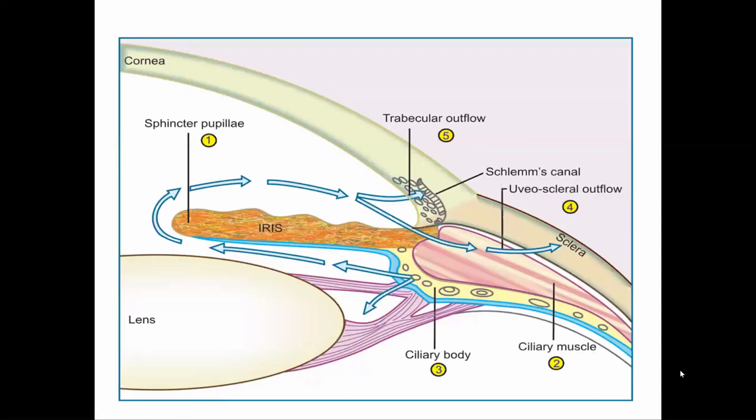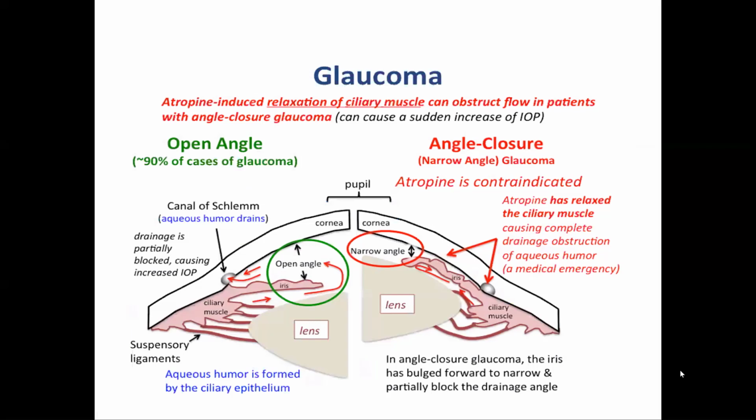And coming to the types of glaucoma, there are two types of glaucoma. So you can see here there are two types. One is the open angle. On the left hand side you can see the open angle. On the right hand side you can see the closed angle or angle closure, which is also known as the narrow angle glaucoma. Open angle glaucoma is responsible for 90% of the total glaucoma, whereas narrow angle glaucoma is responsible for 10% of the glaucoma.